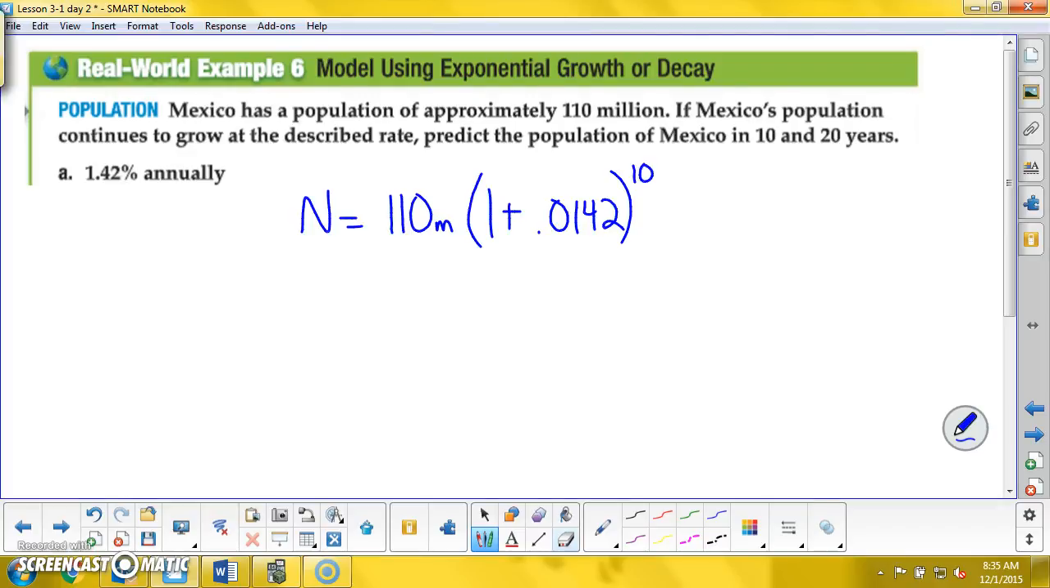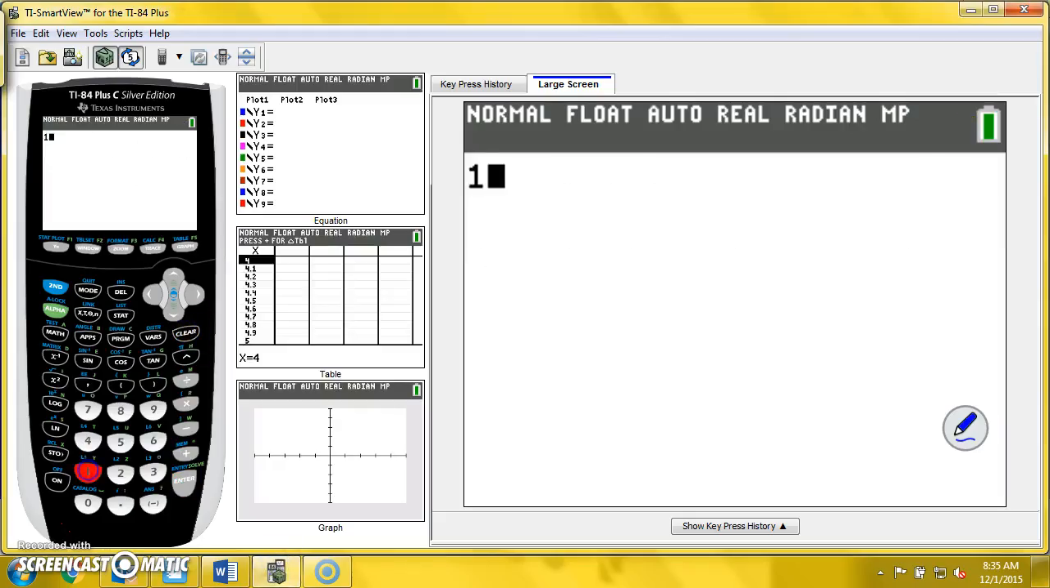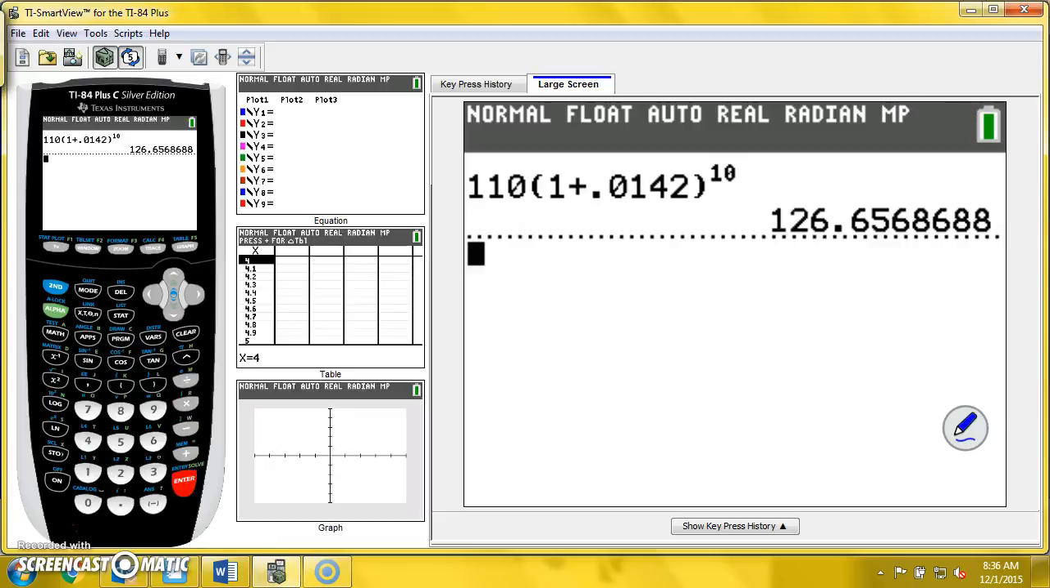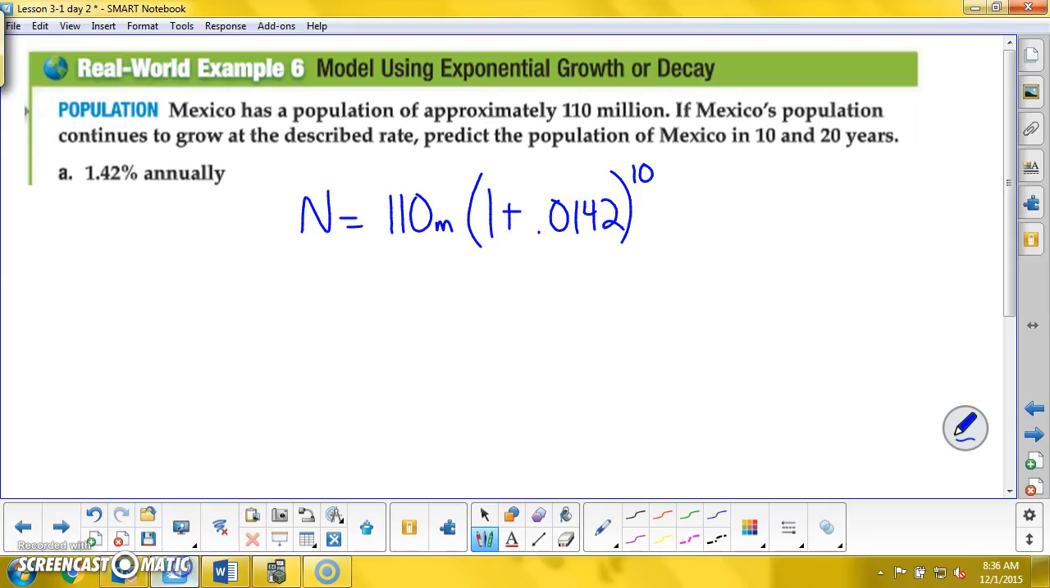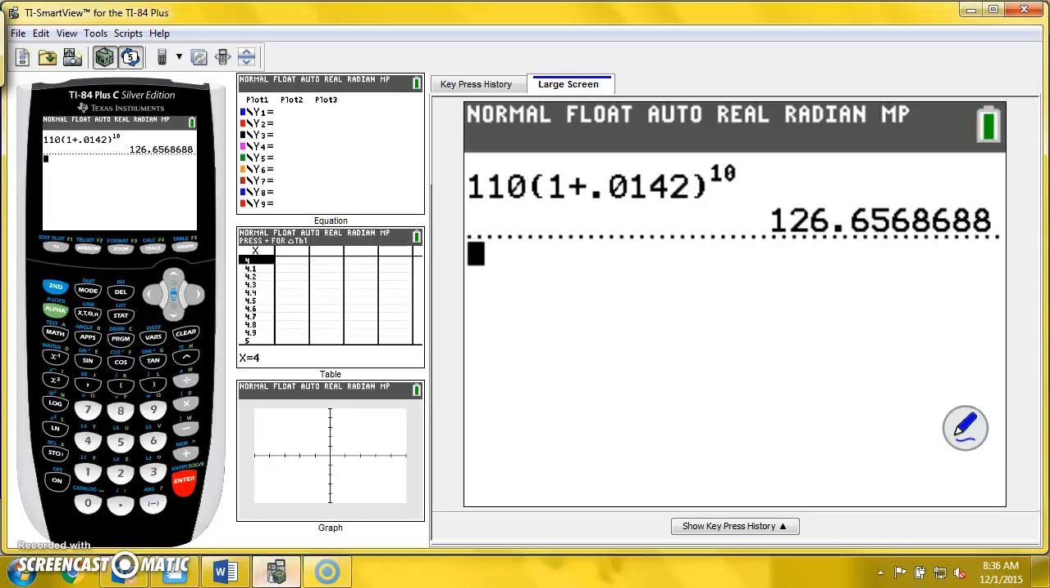Okay, so if we go to the calculator and type that in, 110, 1 plus 0.0142 raised to the 10th gives us about 126.65 million people. So I'm going to write that down like this. Now if I'm going to round that off, I'm going to round it off to 3 decimal places, so 657.